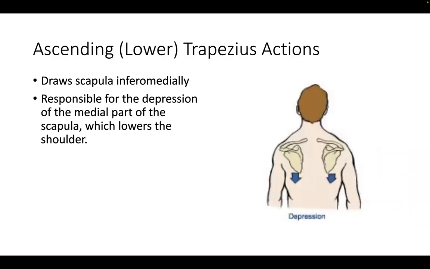So the actions that we have for the ascending or lower trapezius are that it draws the scapula inframedially, which is essentially down and towards the middle. It's responsible for the depression of the medial part of the scapula, which lowers the shoulder, and like in the picture shown, it allows your shoulder blades to move down.